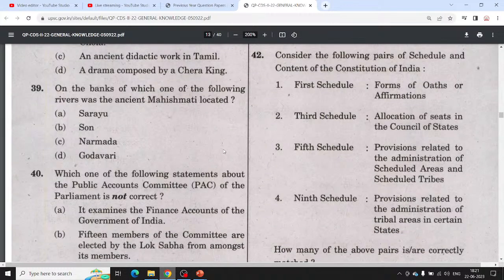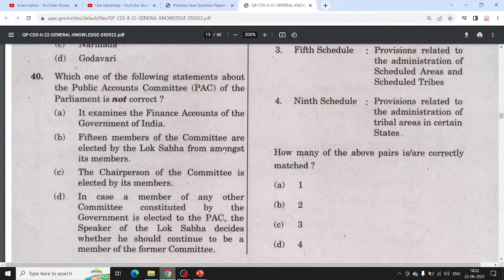Who will answer this? Politics. Old students, anyone here? Consider the following pairs. Third one is... second is correct. Look at this. These are the 4 statements and the question is here. How many of the above pairs are correct?